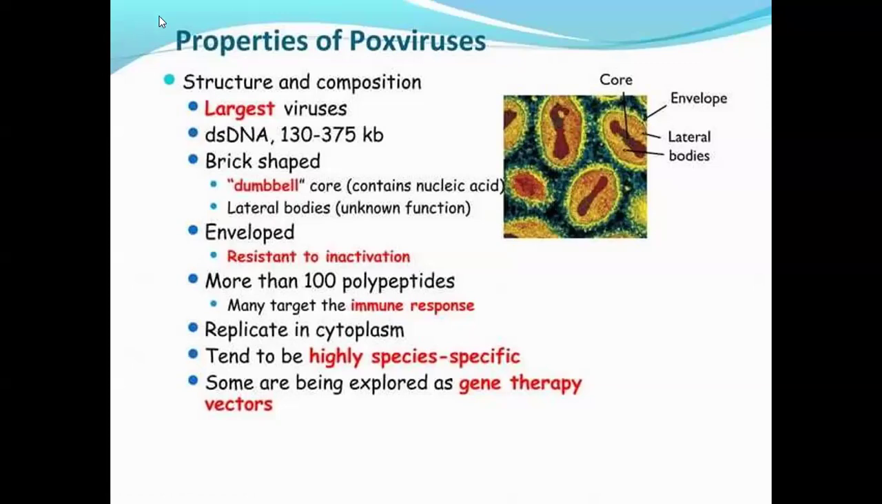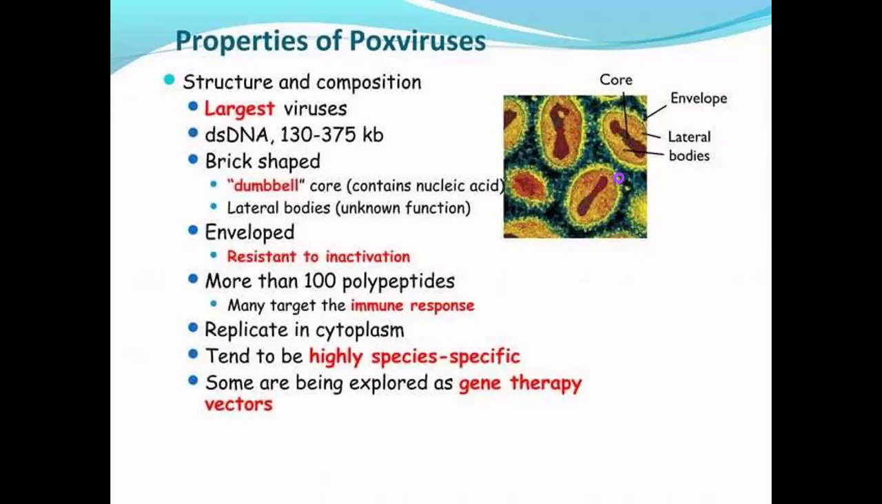Okay. So we start. In terms of structure, poxvirus is the largest DNA virus. It's double-stranded DNA. Remember we said all of them are double-stranded DNA except parvovirus, which is the only single-stranded DNA virus. It is brick-shaped, or it has a dumbbell core. Can you see this? This is the core. Can you see my pointer? So here is the core. You can see it's dumbbell shaped. For those who go to the gym, you know what dumbbells look like.